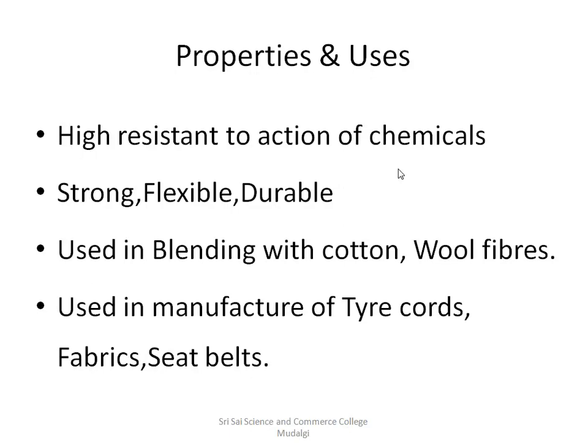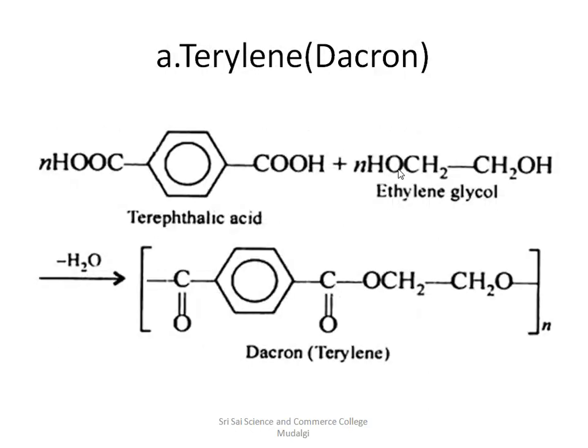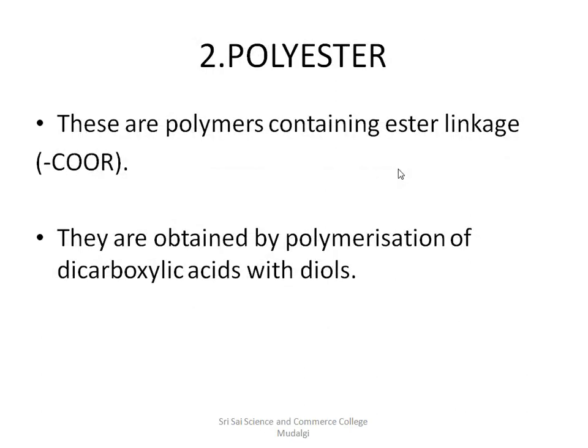It is used in blending with cotton, mixing with cotton and wool fibers. It is used in the manufacture of tire cords, fabrics or seat belts. In the manufacture of seat belts, we use what? Terylene or Dacron. So these are some of the properties and uses related to the polymer called Terylene or Dacron. Terylene or Dacron is an example for what type of condensation polymer? It is an example for polyester, right?